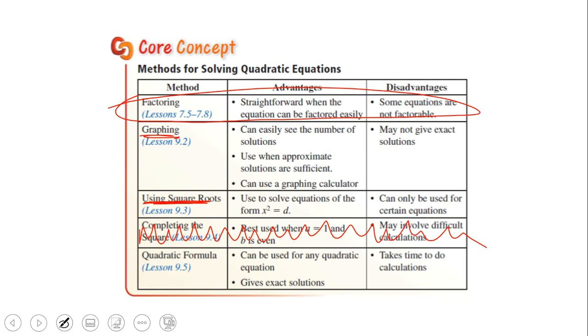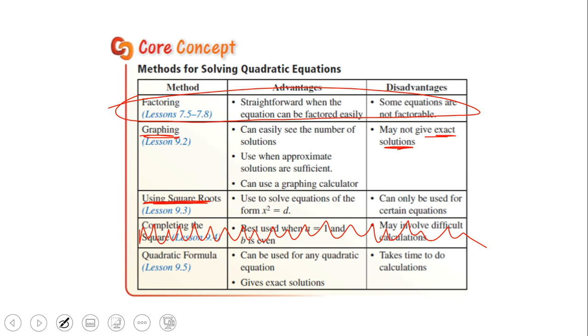Factoring is one of the most important ones, probably the most important one. It's good because it's straightforward. However, some things are not factorable. Advantage of graphing, you can easily see the number of solutions. You can approximate them. You can use a graphing calculator or Desmos, but it may not give the exact number.